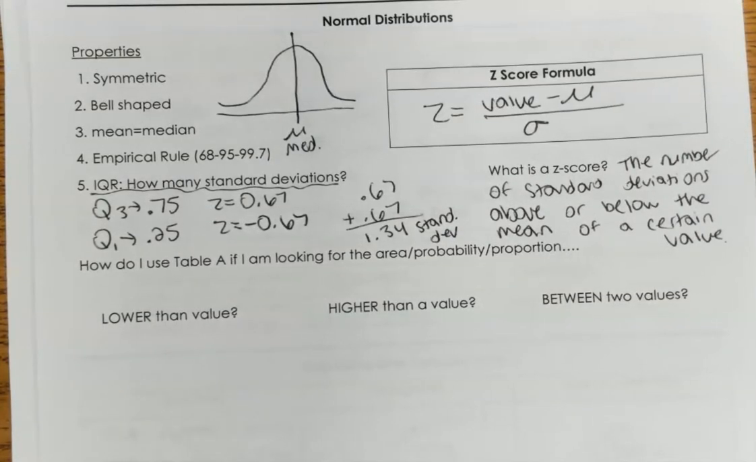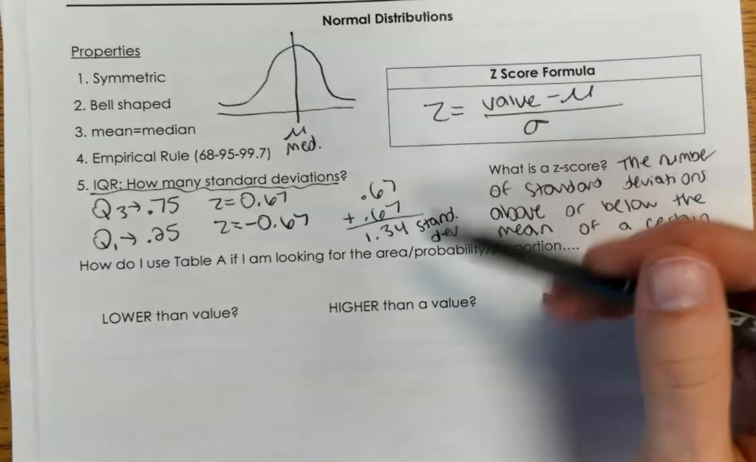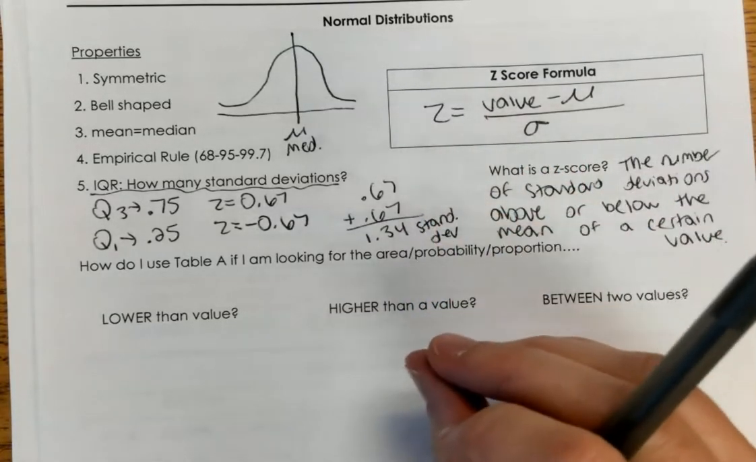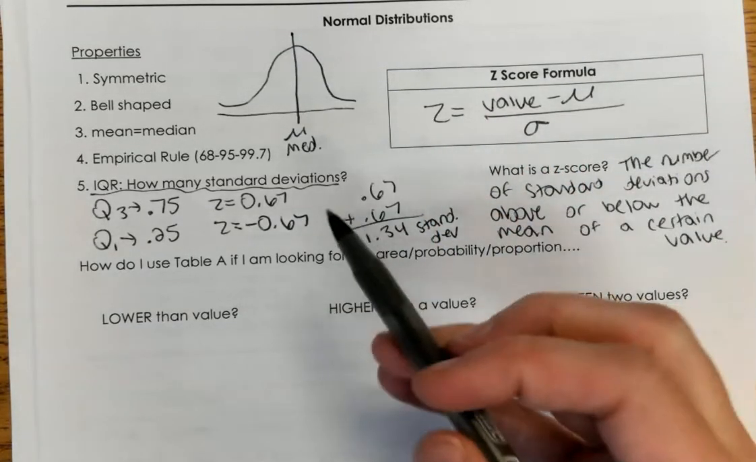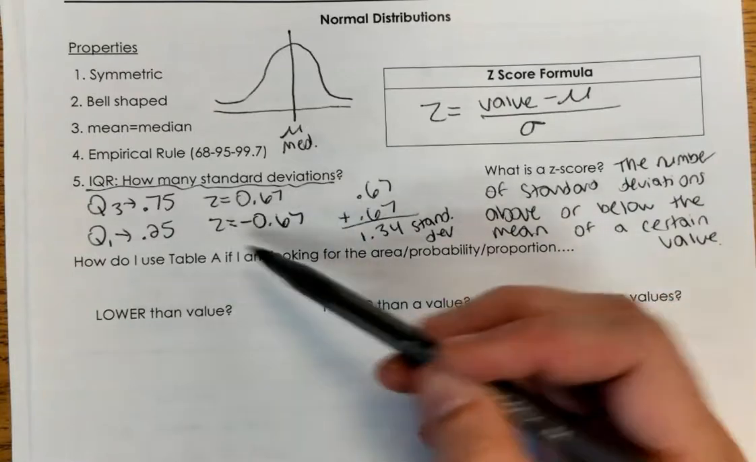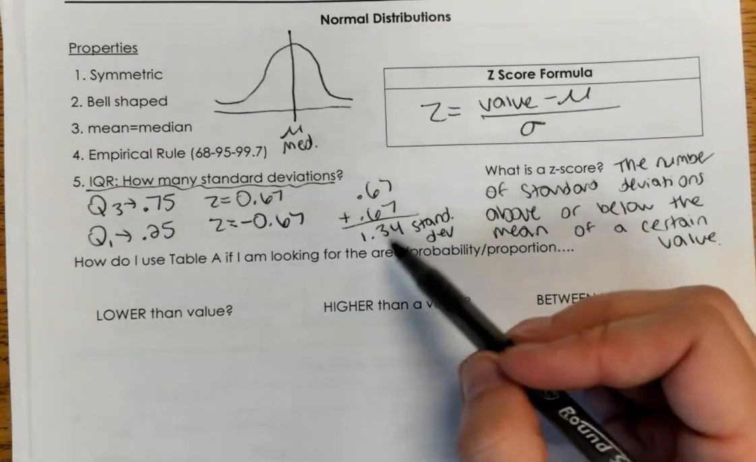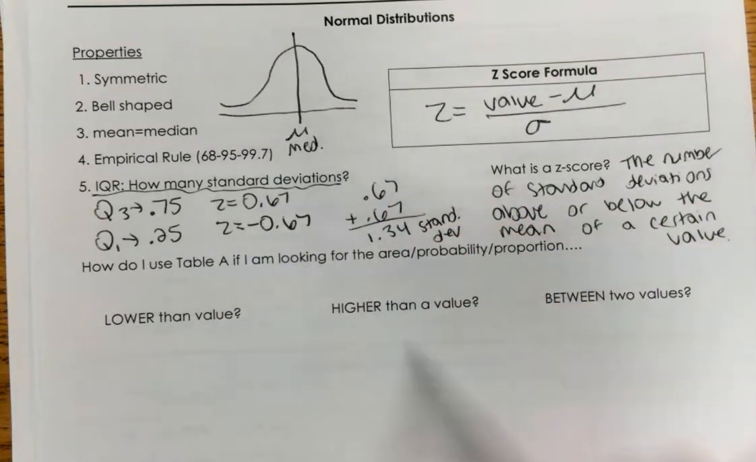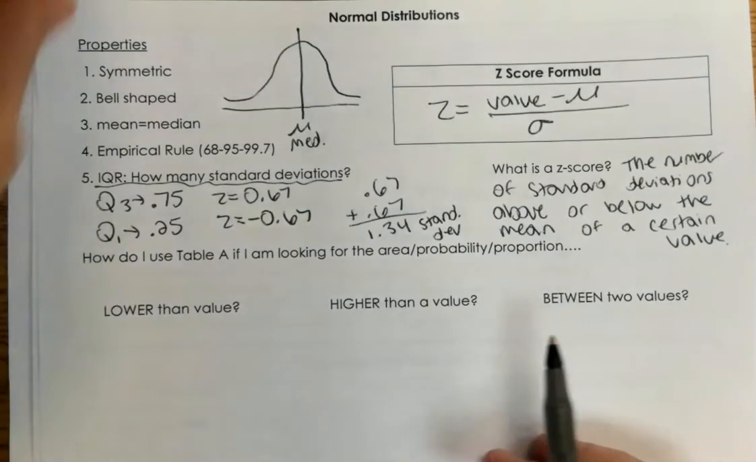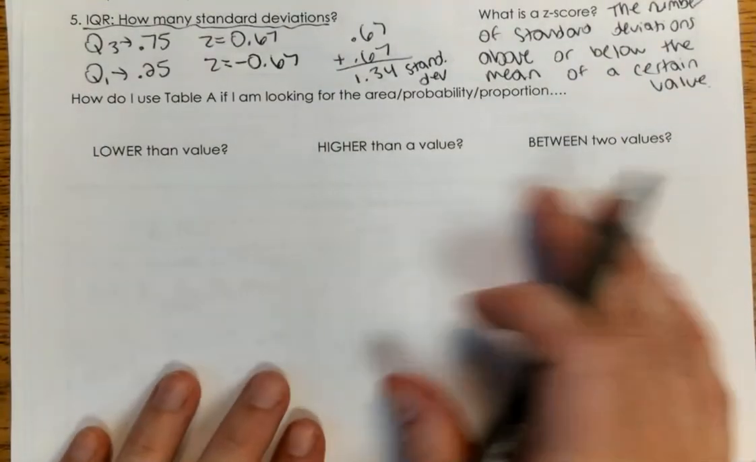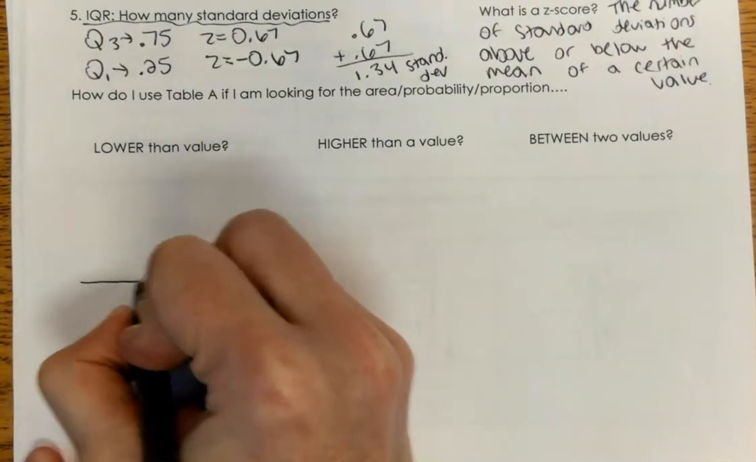All right. How do I use table A? And that was just one question, so don't worry, this question was on the test, and I wanted to work through it with you guys so that you could see what the answer was, because I feel like I didn't do a good job of covering that. So just keep this work next to you. All right, how do I use table A if I'm looking for the area, the probability, the proportion, lower than a value, higher than a value, and between two values?